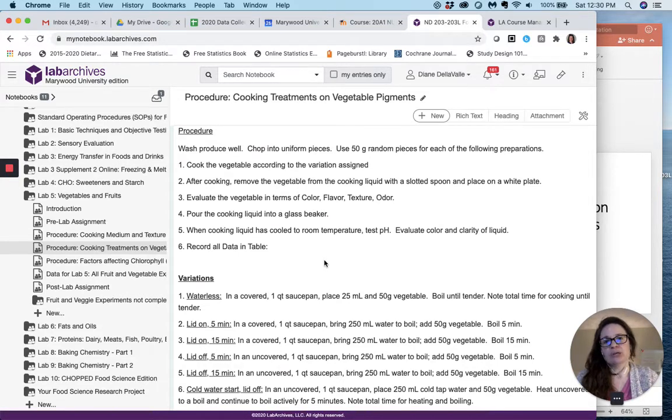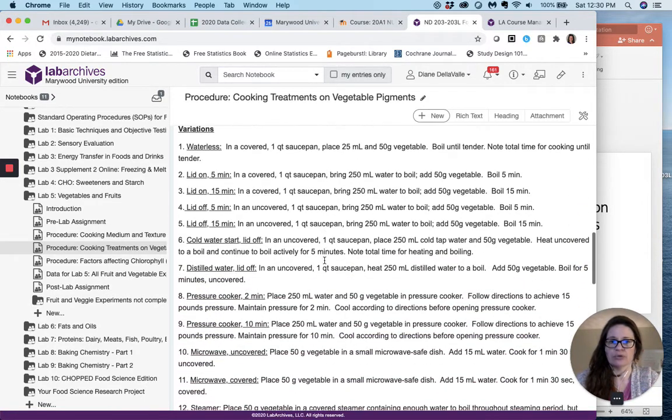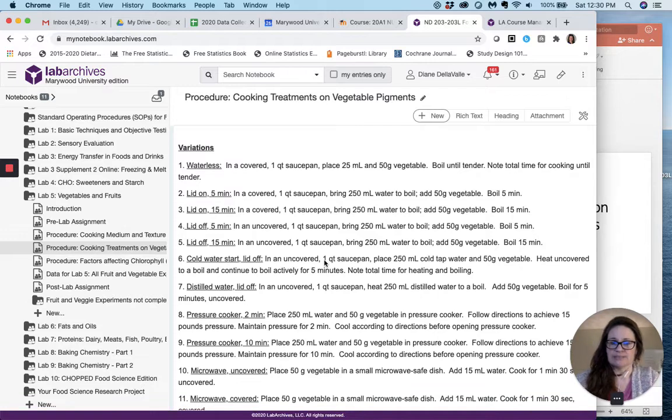The vegetable was evaluated by itself, on a white plate, for color, texture, and all that other stuff. It was tasted, evaluated for flavor, evaluated for odor, and also overall acceptability. The cooking liquid was poured into a glass beaker, and once it had cooled, we tested the pH with a pH meter. Also, the color and clarity of that liquid was evaluated as well. And all the data was recorded. I'll talk about the data in a minute.